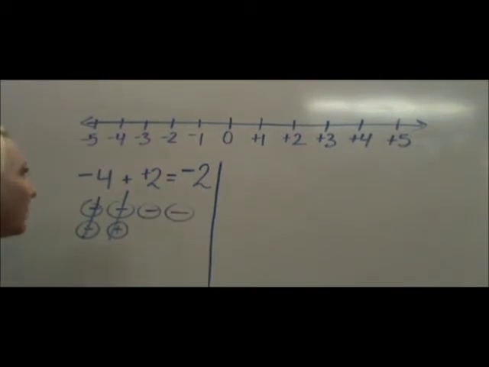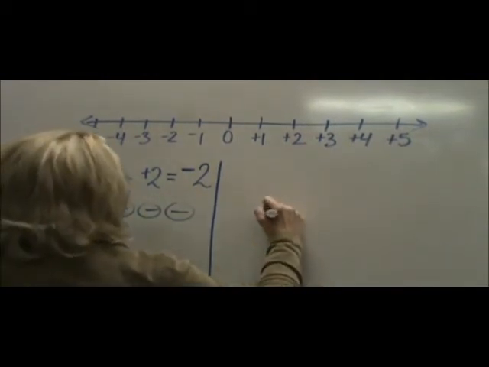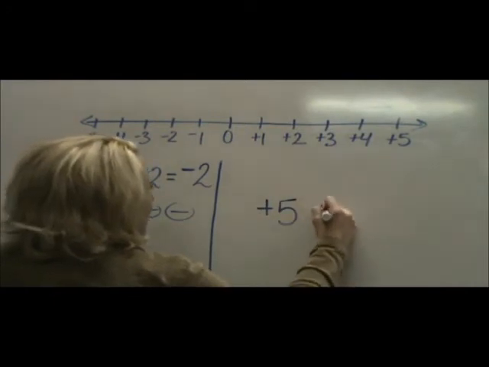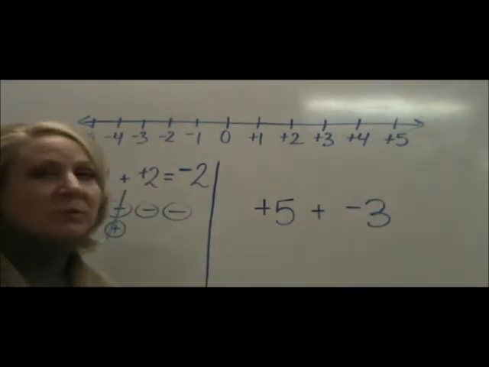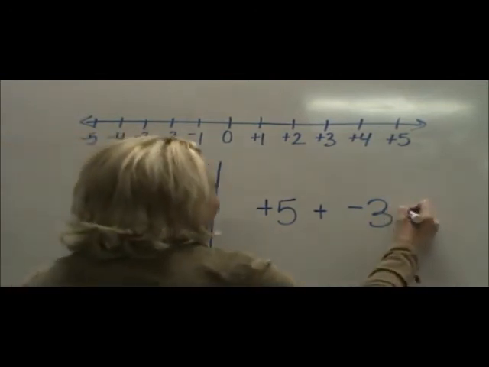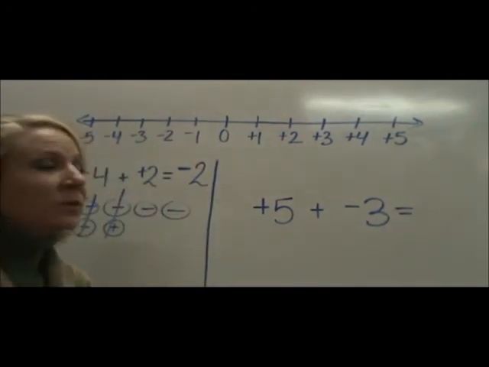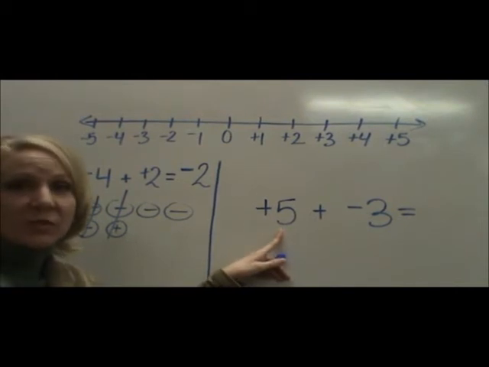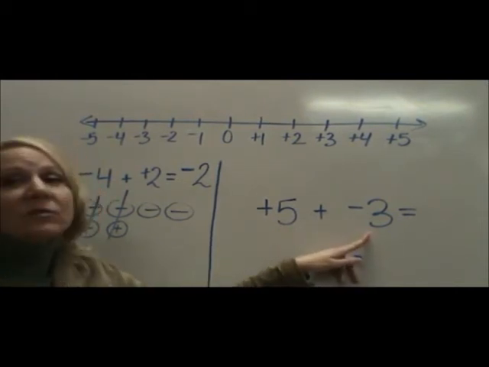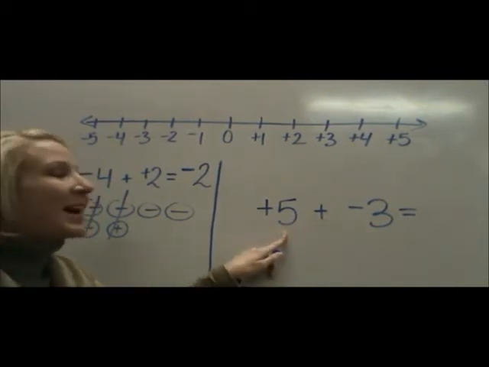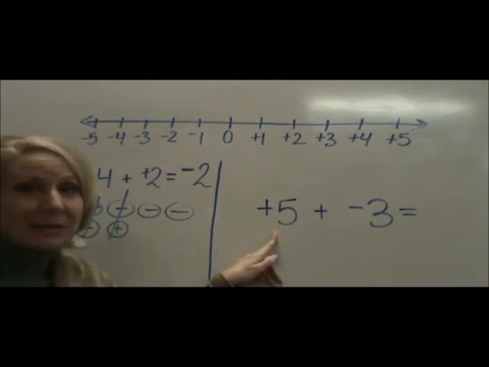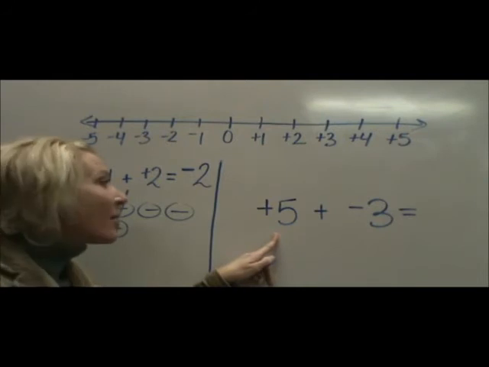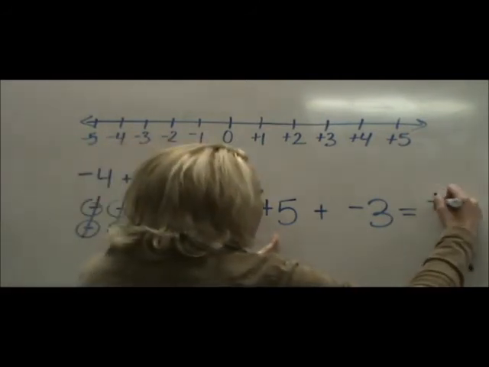I'm going to do another example. For example, +5 plus a -3. The first thing you have to determine is which addend has the greater absolute value. This number is 5 units away from 0. This one is 3 units away from 0. This number actually has the greater absolute value. So our answer will have the same sign as that number. Our answer will be positive.